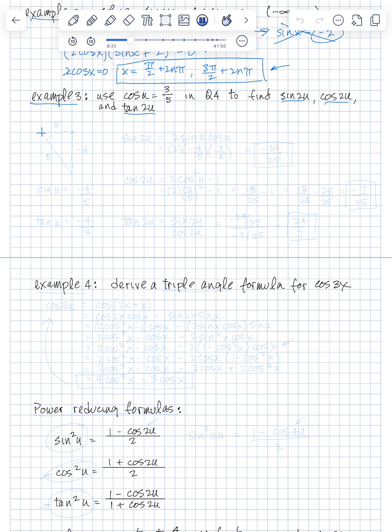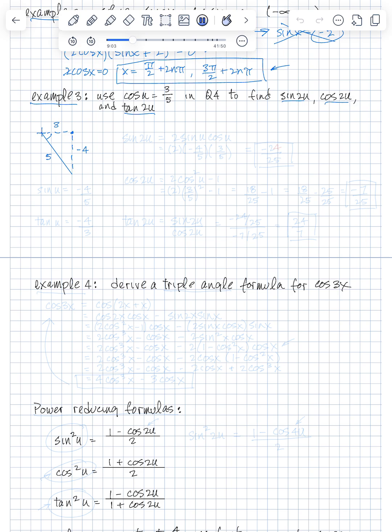And so we're going to count 3 from here. And then since it's 3/5, we know that the hypotenuse is 5. And so that's going to make, here's the hypotenuse. And I knew where to draw it because this is a 3, 4, 5 triangle. And so here's the angle u. And this is 3. And this is a negative 4.